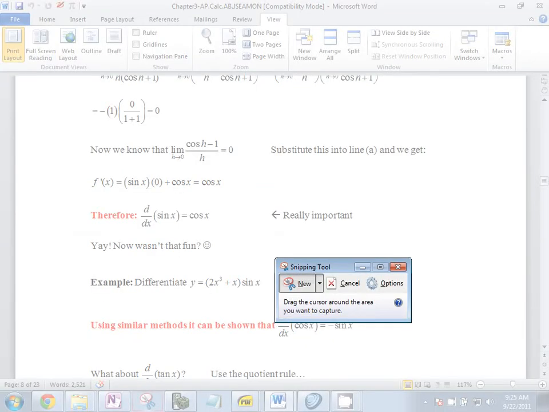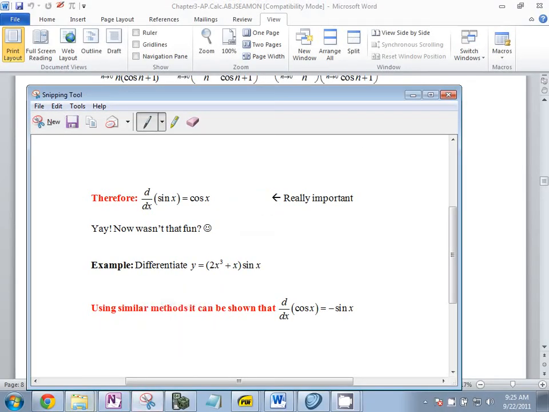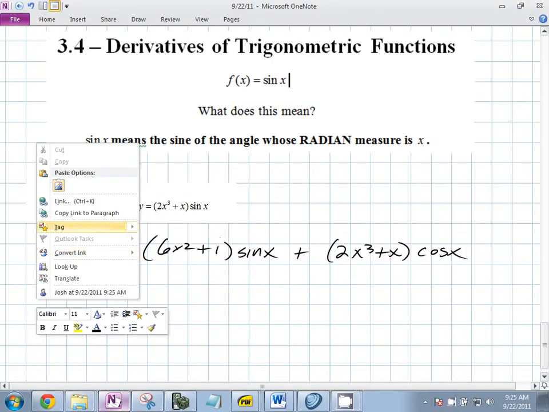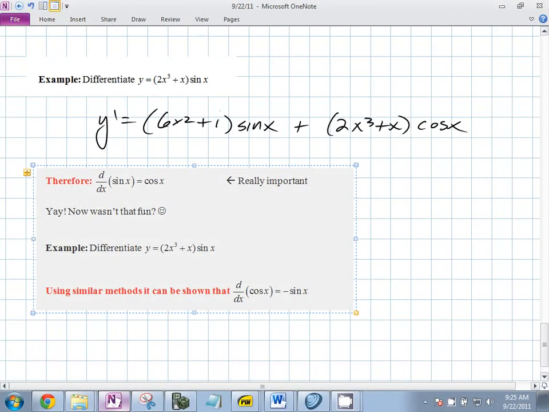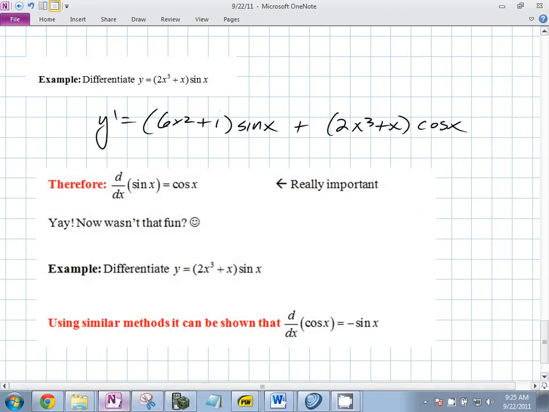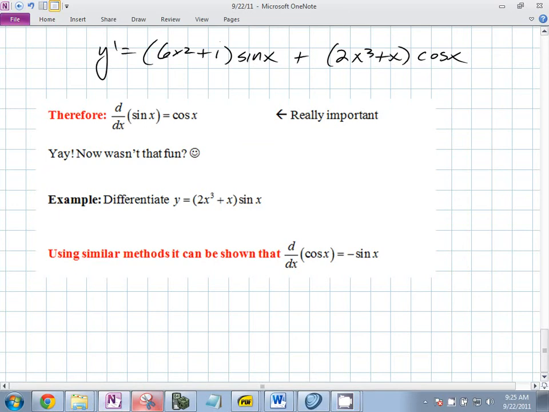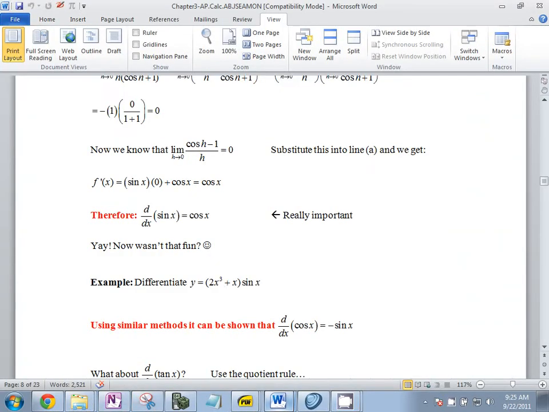So are these really, really important things? Yeah. Very, very important things. Now, are you going to have to summarize all trig functions down to sine and cosine before you differentiate? No, you're going to remember shorter derivatives. But with this information, can we derive the derivative of tangent, for example? Yes.